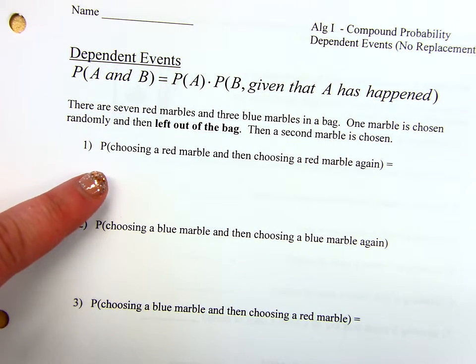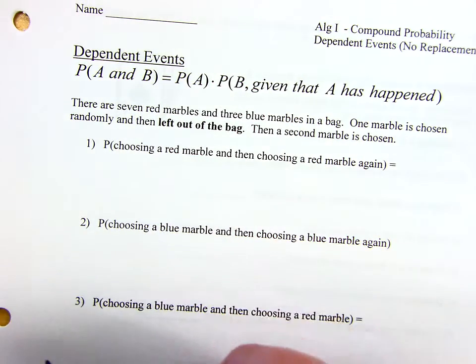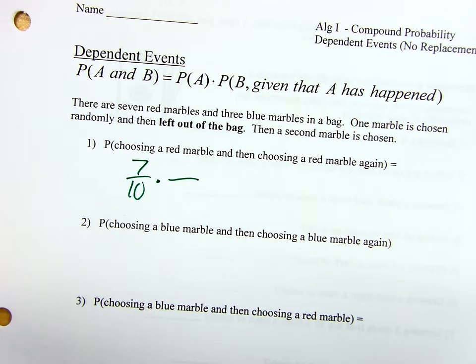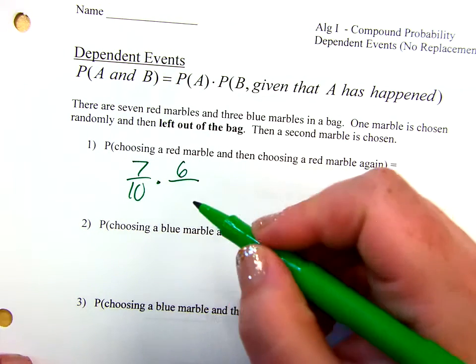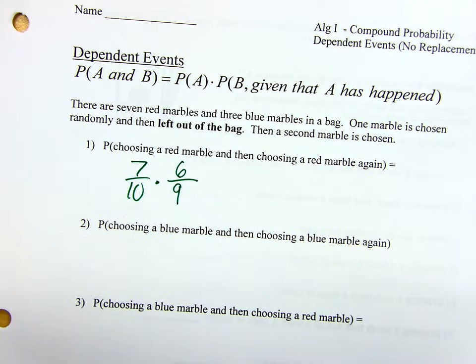Probability of choosing a red and then choosing a red again. So when I choose the first red marble, what is the probability of choosing that first red marble? 7 out of 10. But now, the second time, it's only 6 out of 9. Think about it. There is one less red marble in the bag because you took it out. So now there's only 6 red marbles, and there's not 10 marbles total in the bag anymore. There's only 9. So you have to think about it.